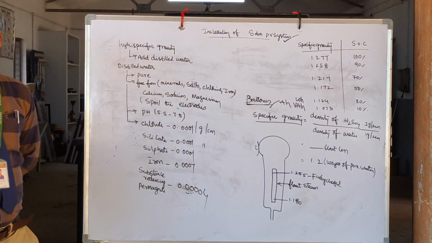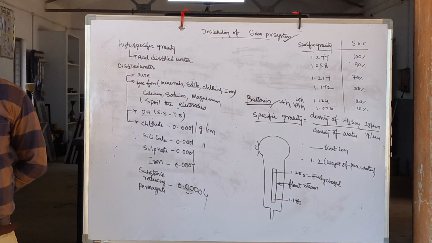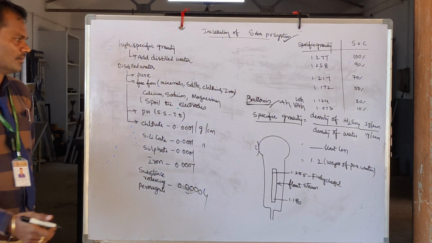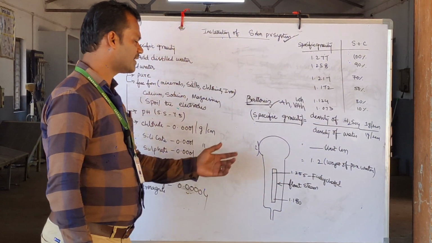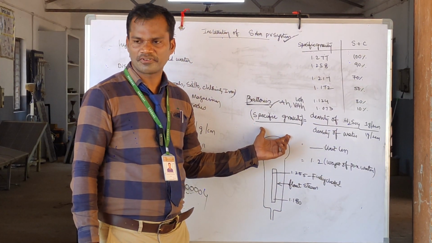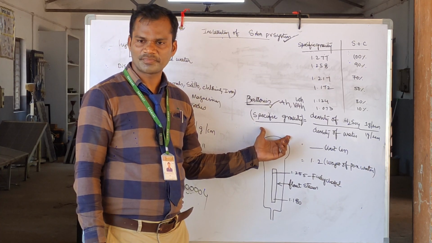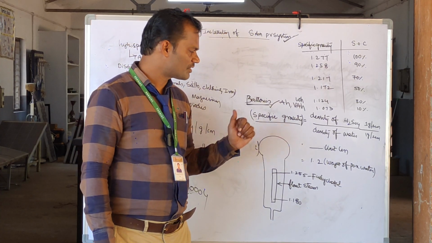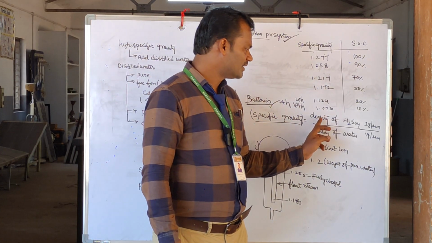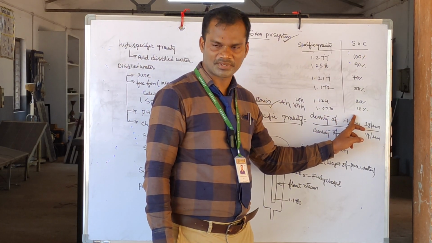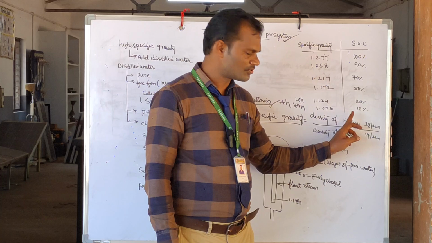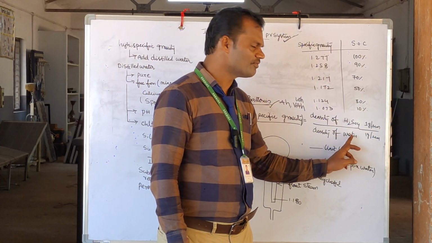the importance of specific gravity, or how to check the amount of electrolyte present in the battery. The amount of electrolyte present in a battery is calculated by a concept called specific gravity. Sir, what is meant by specific gravity? Specific gravity is defined as the ratio of the density of the electrolyte present, the electrolyte is H2SO4, divided by the density of water.